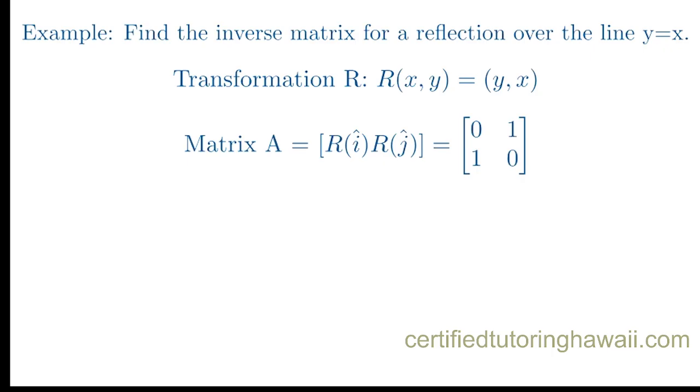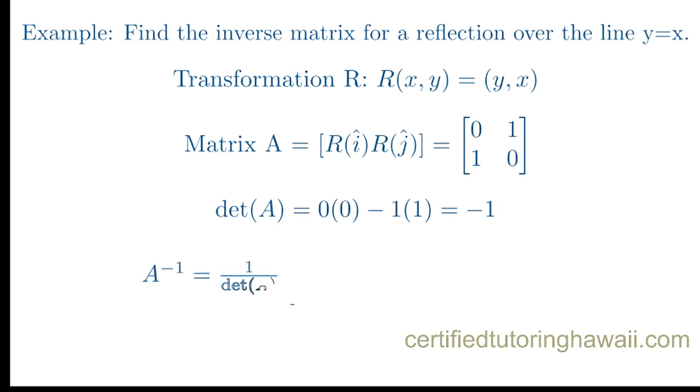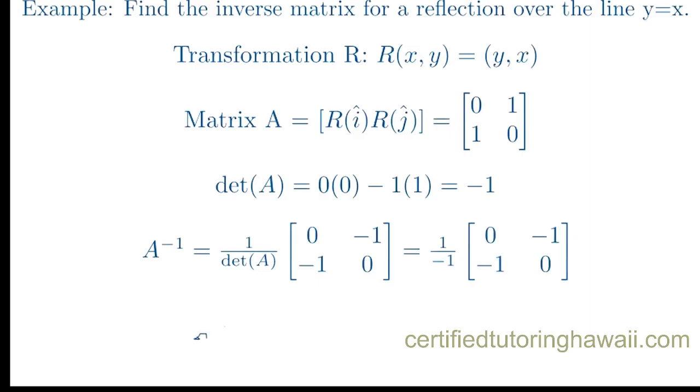Now we need to find the inverse matrix, A inverse. First, we calculate the determinant. The determinant of A is 0 times 0 minus 1 times 1, which is minus 1. Since the determinant is not 0, the inverse exists. Now we use the formula. A inverse is 1 over the determinant, minus 1, times the adjusted matrix. We swap the 0s and negate the 1s. Multiplying by minus 1, we find that the inverse matrix is [0, 1; 1, 0].